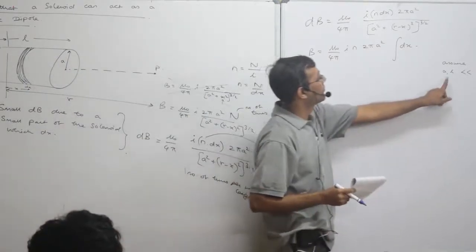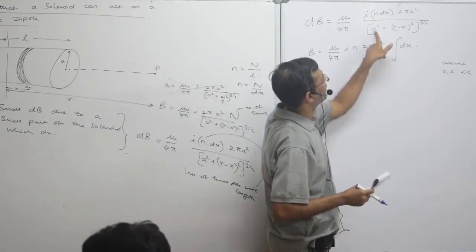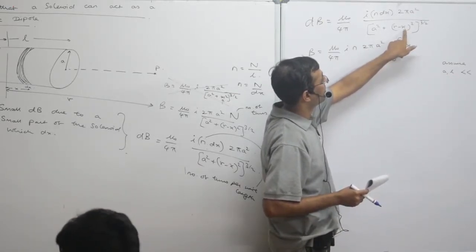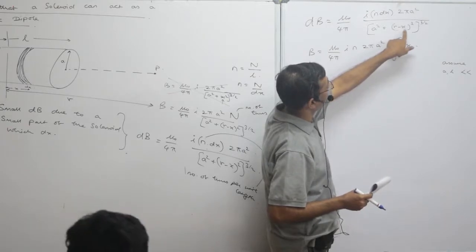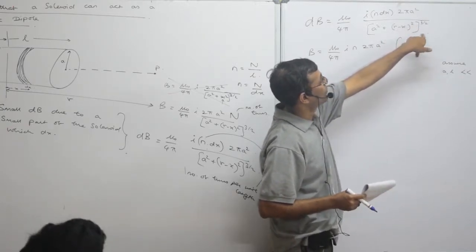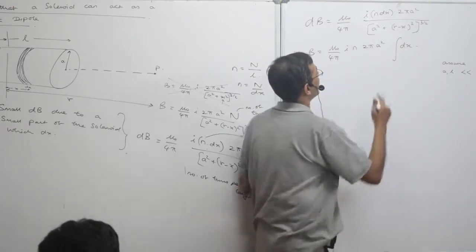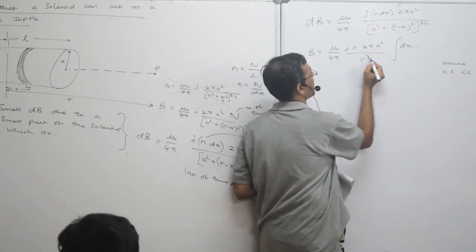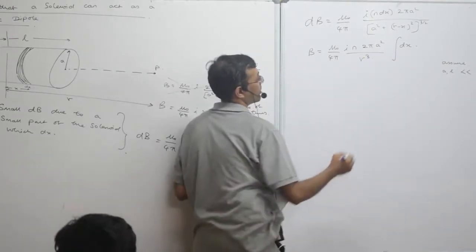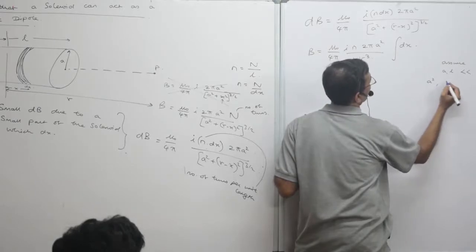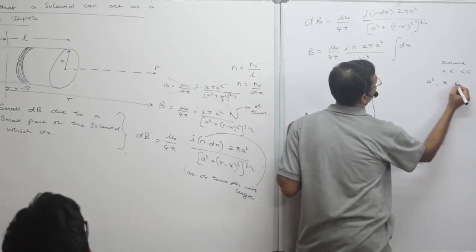So if this is very small, right, A and L, this is going to be gone away. X is gone. So R square, square cancels, so I'll get R cube here. So I can say A squared, X ignore.